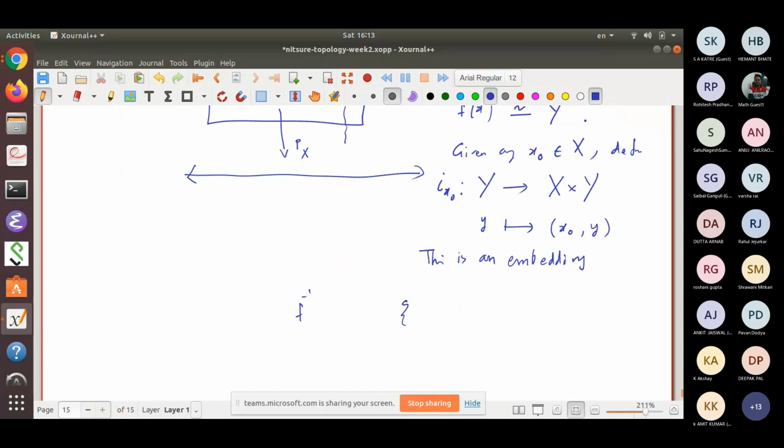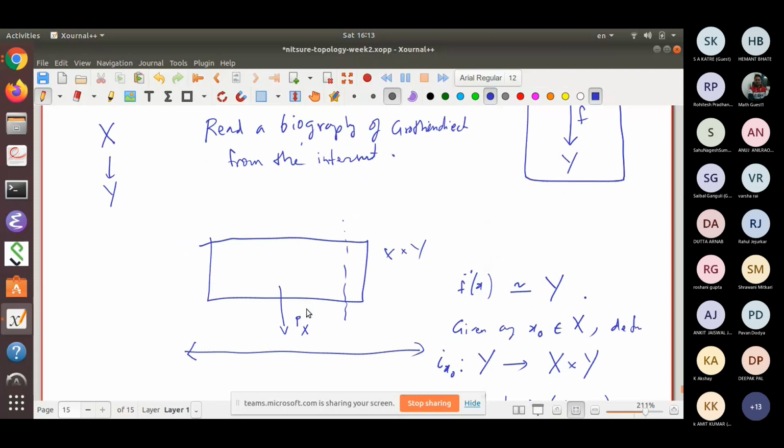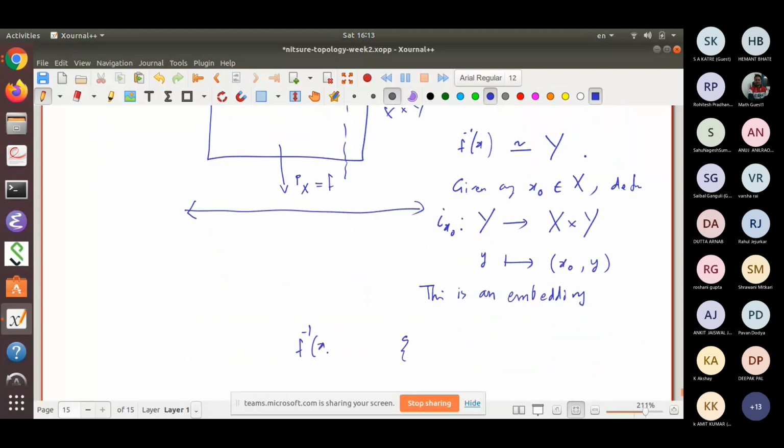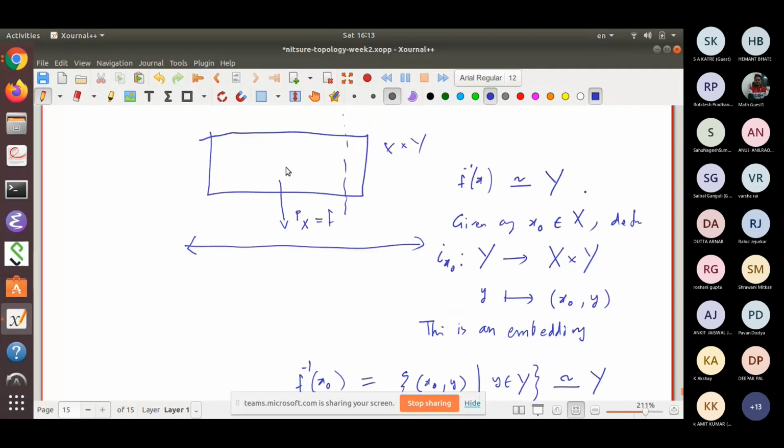So F inverse of, not F inverse, this I call Px. I keep changing my names. Okay. So F inverse of x0 is equal to the set of all x0 comma y such that y belongs to Y. And this is isomorphic to Y. I just now gave this isomorphism. The inverse of this isomorphism is the second projection of X cross Y to Y, which will send this to small y.